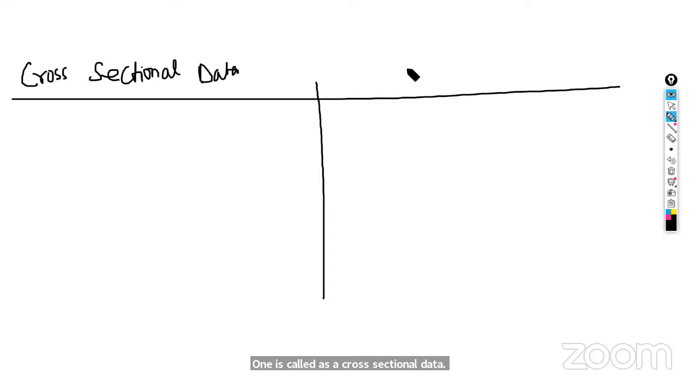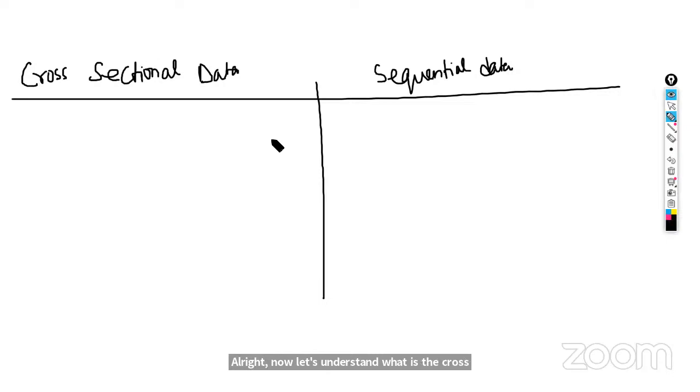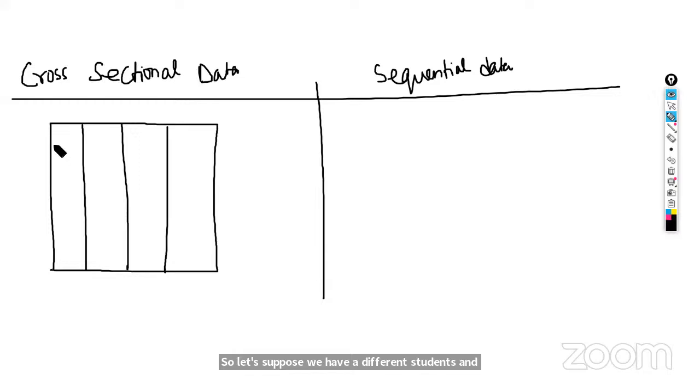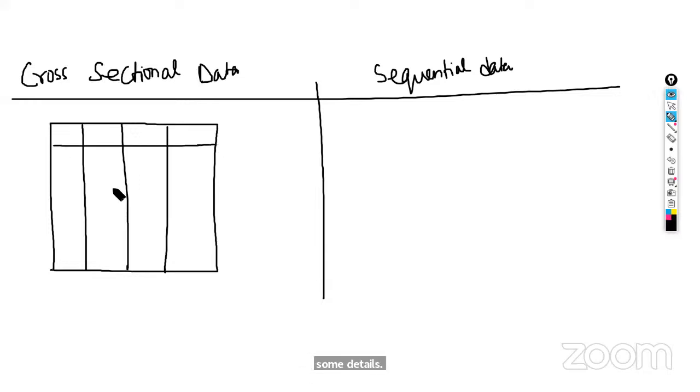Another one is sequential data. Now let's first understand what cross-sectional data is. Let's suppose we have a data set, say a university data set, where we have records for different students. So these are the different records we have.